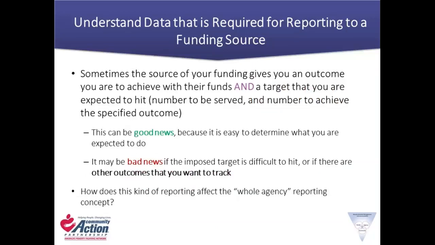So this might be a number to be served, a number to achieve the specific outcome. And this can be good news because it's easy to determine what you're expected to do. But it might be bad news if the imposed target is difficult to hit or if there are other outcomes that you want to track. So we want to ask the question, how does this kind of reporting affect the whole agency reporting concept? And as we know with CSBG funding, we often set our own targets, even though there are national performance indicators of what we can work towards.